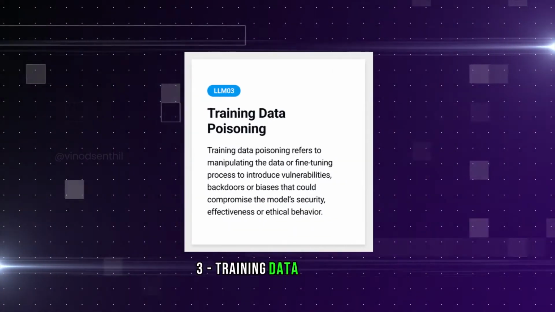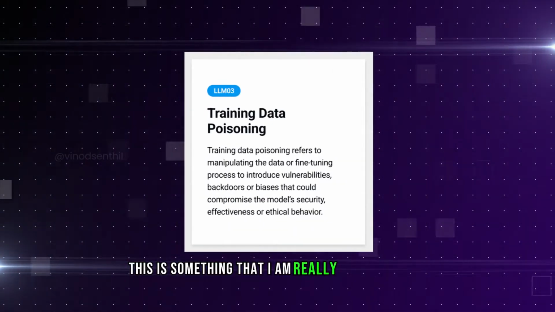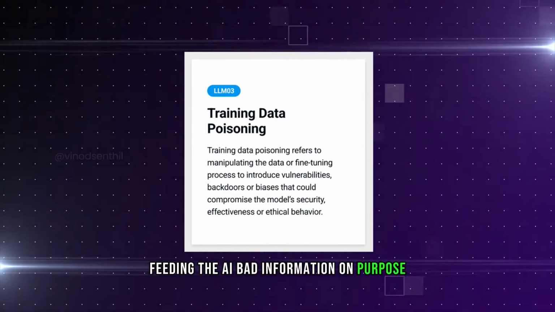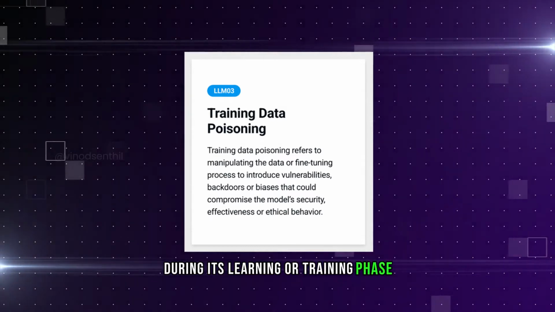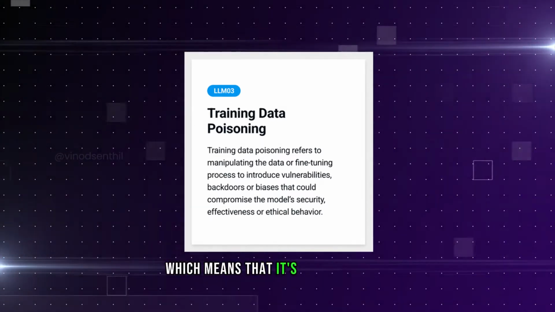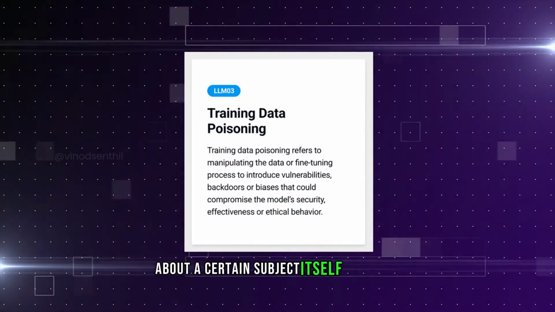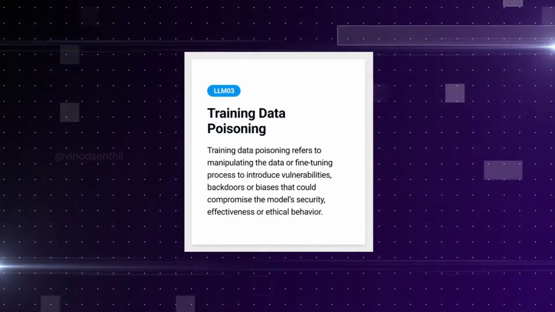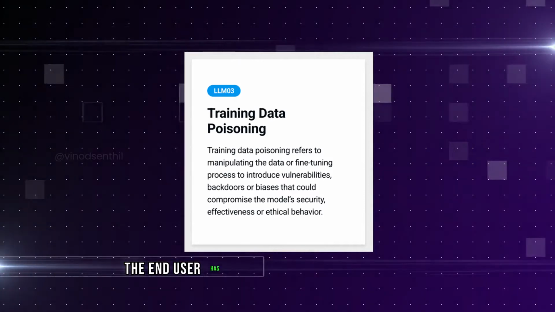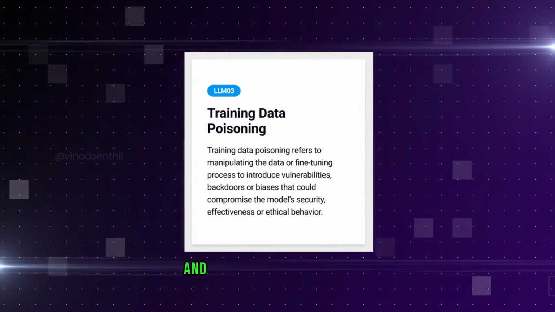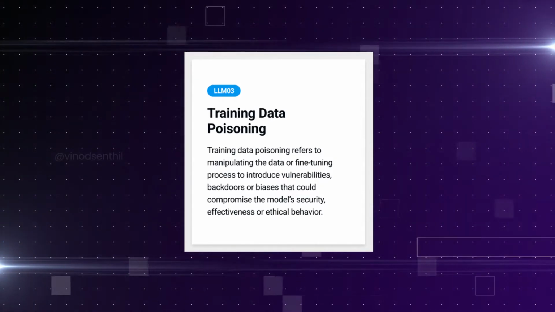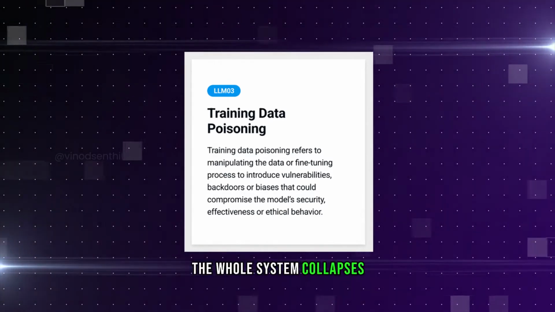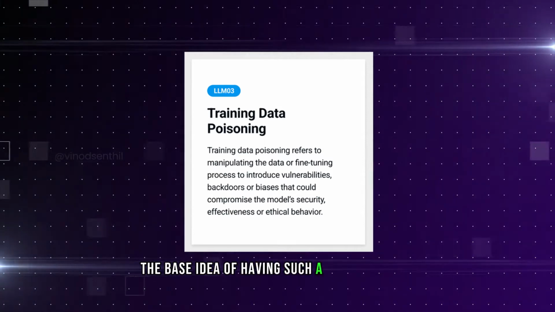3. Training data poisoning. This is something that I am really worried about. Feeding the AI bad information on purpose during its learning or training phase, which means that its understanding about a certain subject itself is flawed. For example, if it is in the medical domain, say the end user has to be given a particular medicine, and imagine the data is flawed, saying that a wrong medicine is to be given. The whole system collapses the base idea of having such a model in place.